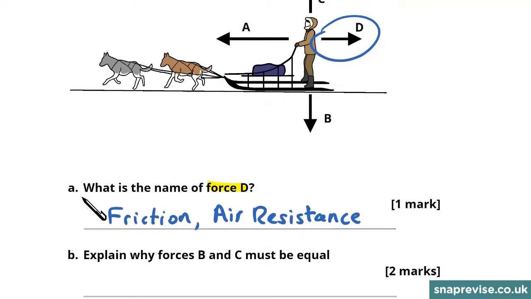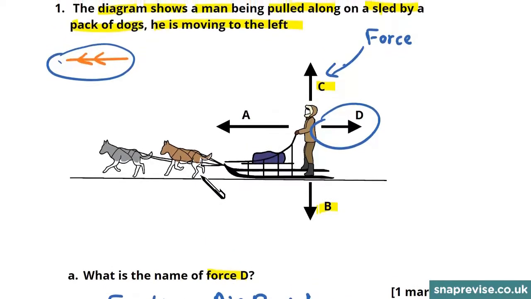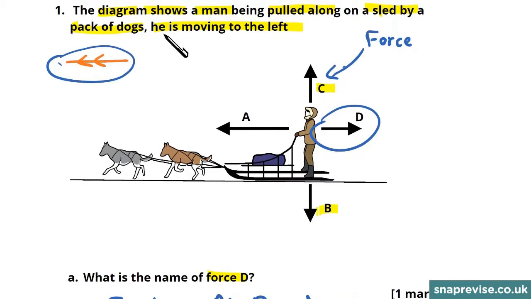So the next part of the question asks us to explain why forces B and C must be equal. So let's take a look at forces B and C. They point down and up respectively. To understand why these 2 forces must be equal, we need to go back to another piece of information in the question. We are told in the question that the man is moving to the left.